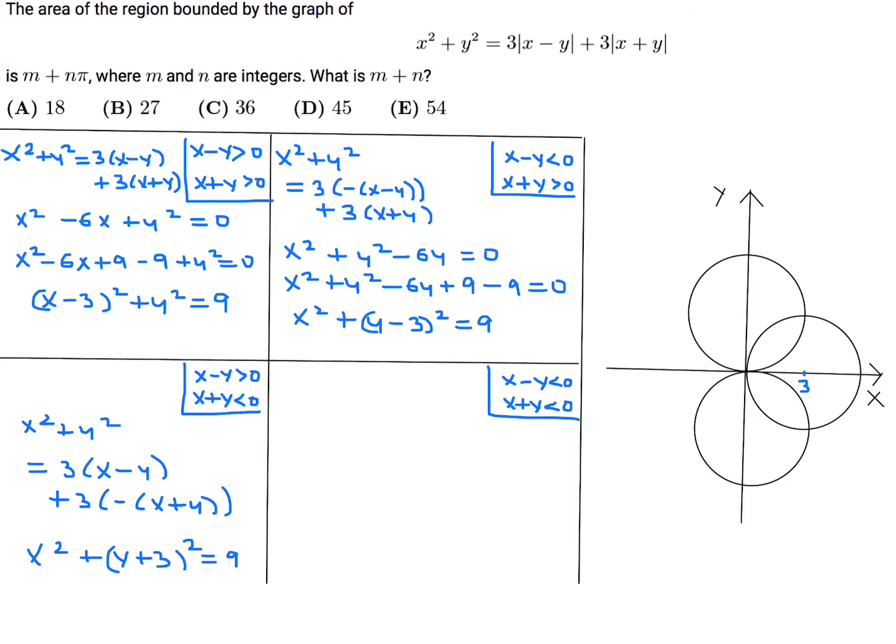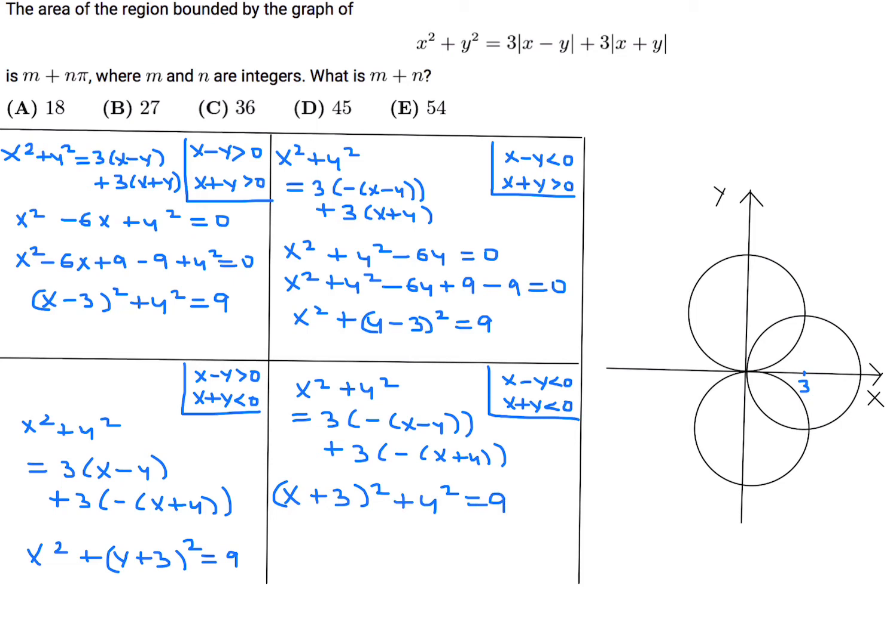And then the last one, they're both negative, so it would be x squared plus y squared is equal to 3 times negative (x minus y) plus 3 times negative (x plus y). And this one, if you collect like terms and all that stuff, you get x plus 3 squared plus y squared is equal to 9. And that is a circle, this time with center (negative 3, 0). So it will be something like this. And all those circles should be equal.